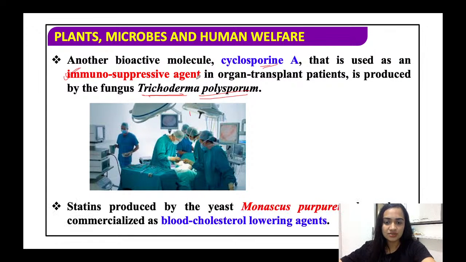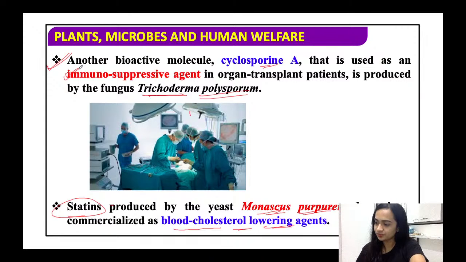So I think other than that, one last thing: the statins produced by the yeast Monascus purpureus have been commercialized as blood cholesterol lowering agents. Okay, not stains, sorry, statins. This is not very important, but the most important are your streptokinase and your Cyclosporin A. Please remember these two. And streptokinase is your clot buster, which we have discussed. So I think that is it with the industrial production.